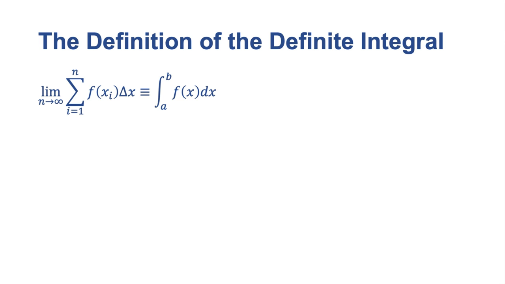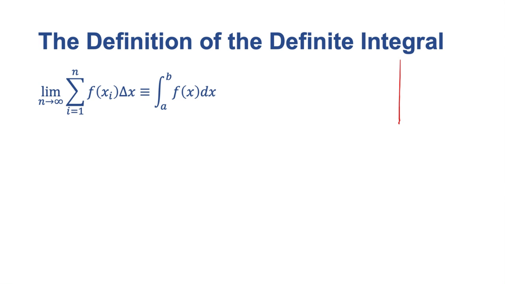So the limit, as n approaches infinity, of the sum from i equals 1 to n of f of x sub i times delta x is defined as the definite integral between a and b of f of x dx. All right, so what is this saying?